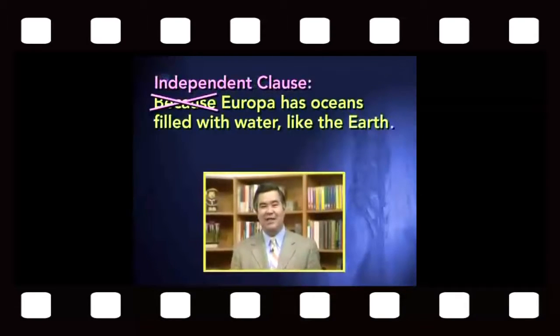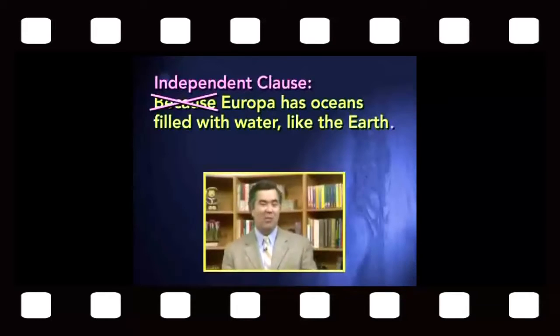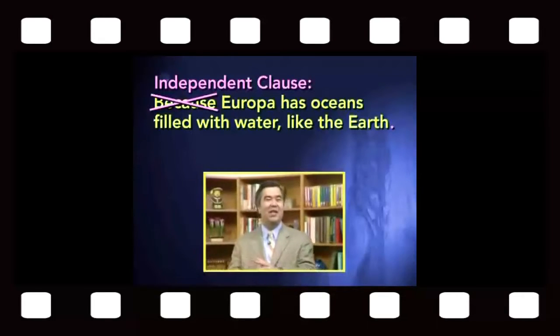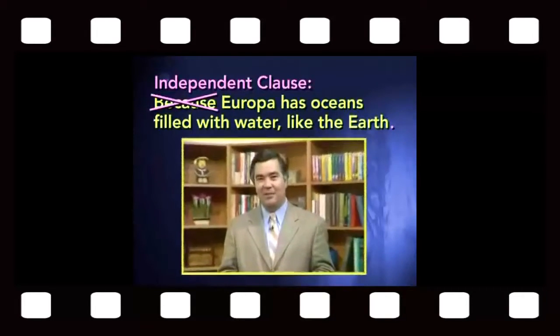The sentence would then say, Europa has oceans filled with water like the earth. Now that sounds like a complete thought. But when you put the subordinating conjunction because in front of it, it makes the clause less important. It makes it feel as though it needs to be attached to something else in order to express a complete thought. So this is the second type of clause.